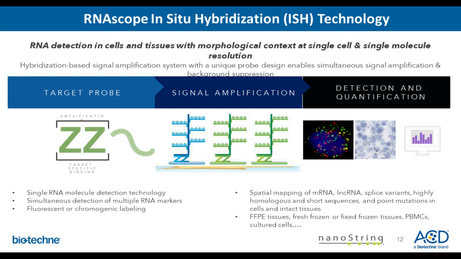The assay allows for spatial mapping of mRNAs, long non-coding RNAs, splice variants, highly homologous sequences, point mutations, and as I mentioned before, can be visualized in both fluorescent and chromogenic platforms. This assay is widely applicable to different types of samples. We can use this on FFPE tissues, on fixed frozen samples, fresh frozen samples, cultured cells, and PBMCs.